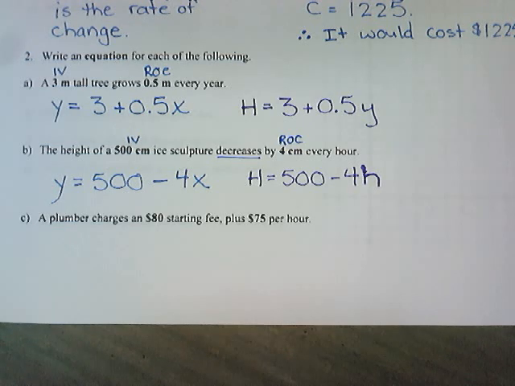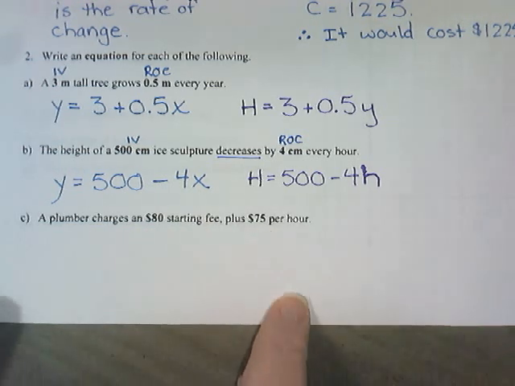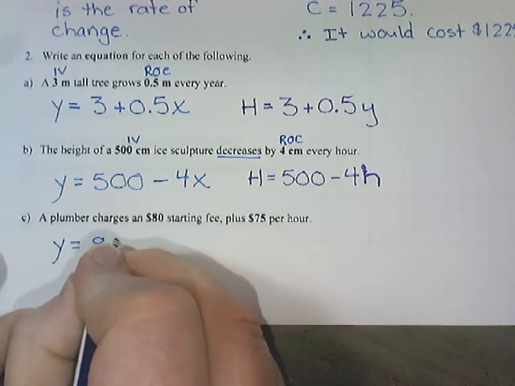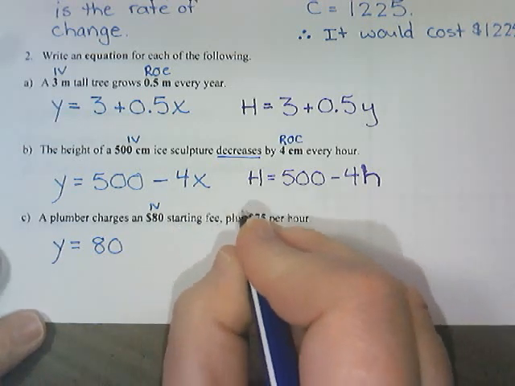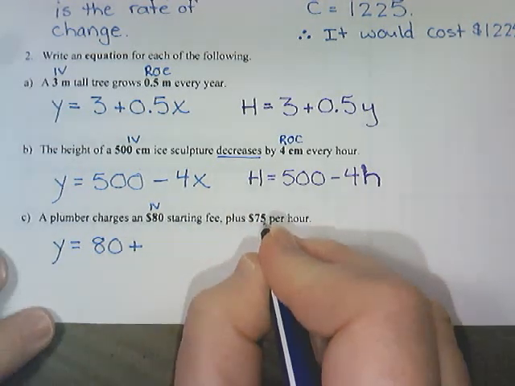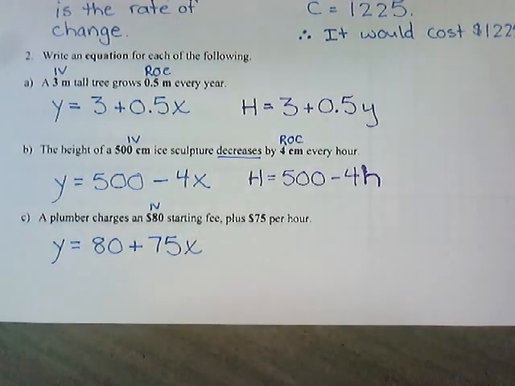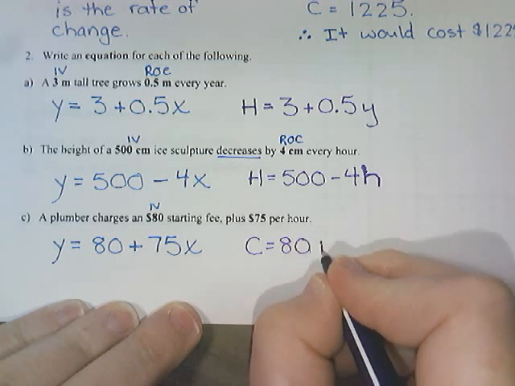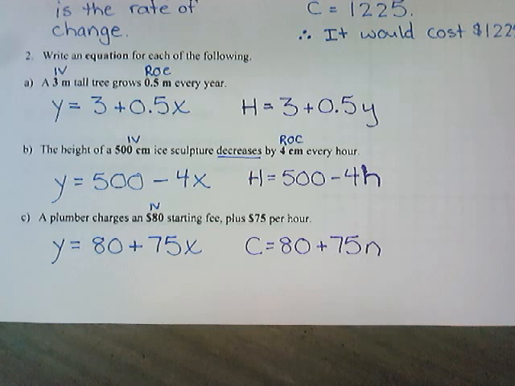All right, last one. A plumber charges an $80 starting fee plus $75 per hour. So that would be y equals $80 to start. I think that's my initial value because that says it's the starting fee. And then plus, so we're getting bigger, they're charging more, $75 per hour. So 75 times x. Or if you wanted, we could do maybe C for cost is 80 plus 75n, where n is the number of hours, something like that.